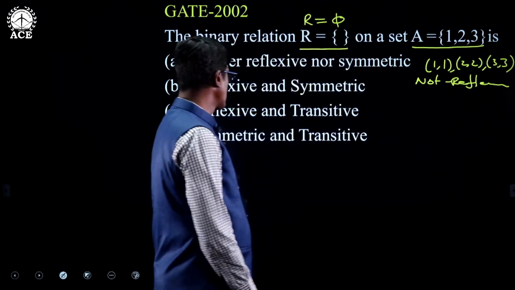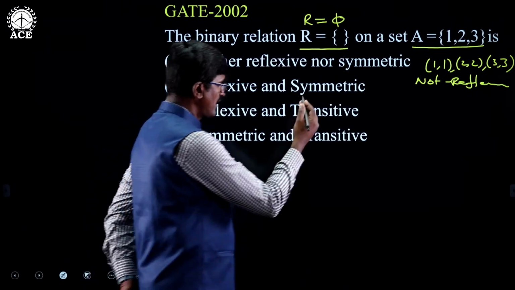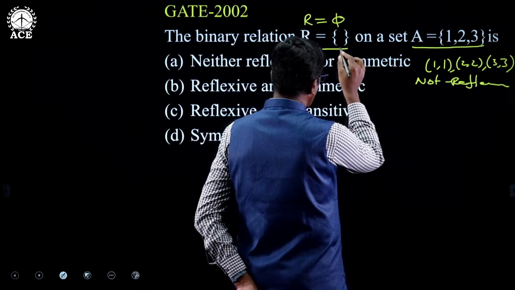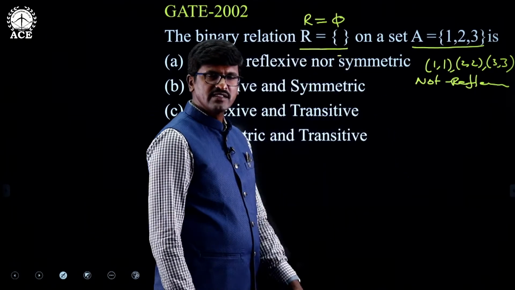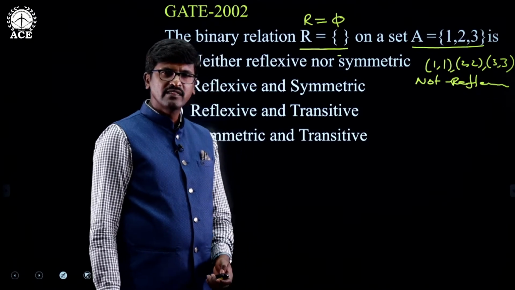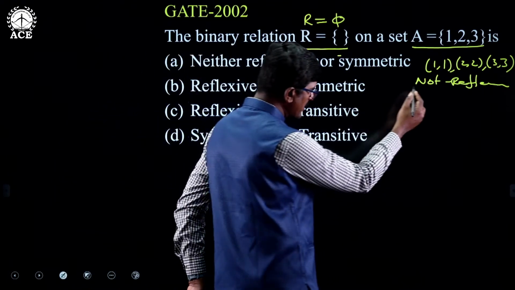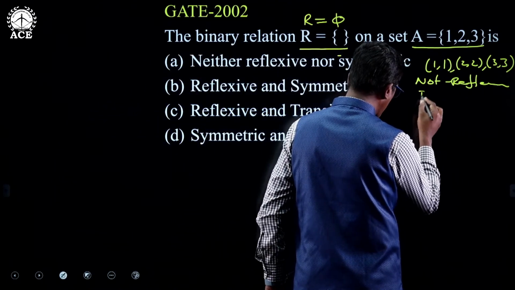Not reflexive means irreflexive. Next, the second one, symmetric relation. Here the relation R is empty, there are no ordered pairs. If there is A comma B, then you need to think about B comma A. So here this is not reflexive, it is nothing but irreflexive.